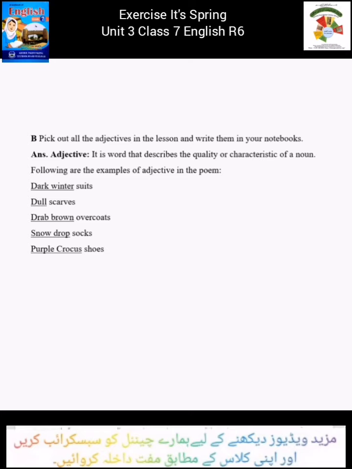Snowdrop socks. What kind of socks? Snowdrop socks. So here, snowdrop is a quality that is describing the socks, so it is an adjective. The other example is purple crocus shoes. Here the shoes are purple in color and crocus shaped. So these are both qualities which are describing the nature of the shoes. Shoes is basically a noun, and purple crocus are adjectives that are describing the shoes.